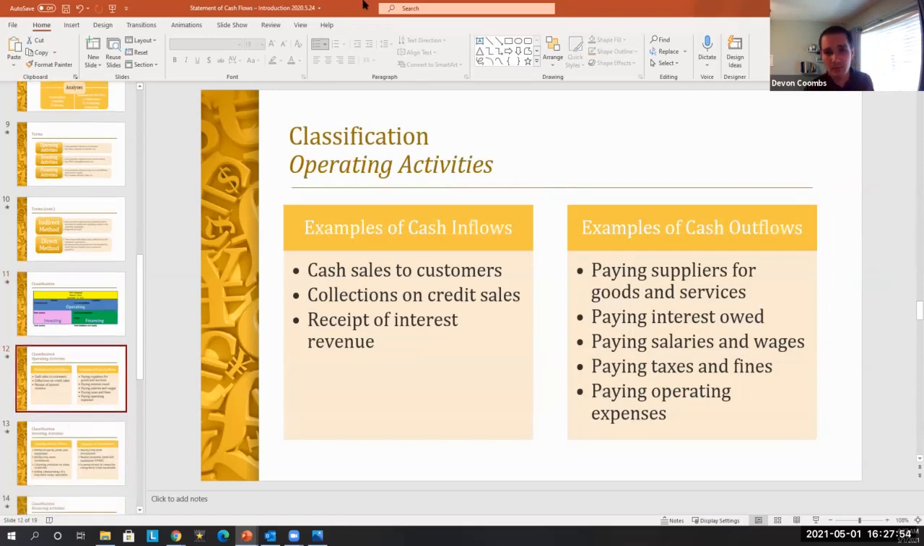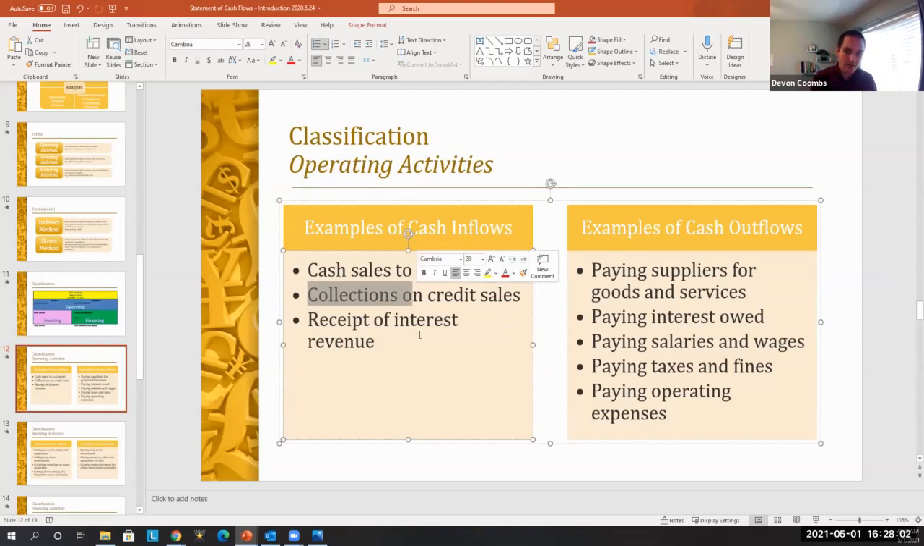So let's go through some examples. Operating activities. You have to memorize these examples, but also understand the logic. Cash sales to customers, collection on credit sales, receipt of interest revenue. So first thing to realize, these are whenever we're debiting or crediting cash. Cash inflows is when we're debiting cash. Cash is increasing. We should know the journal entries for this. We debit cash and credit revenue. That's going to increase our cash flows.